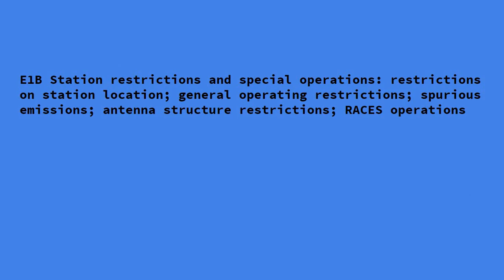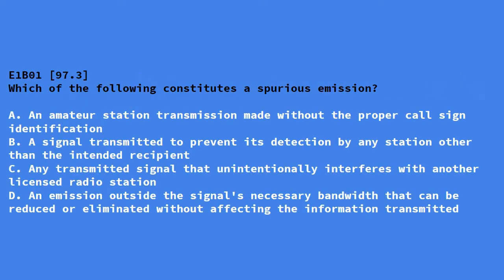Going to E1B, station restrictions and special operations. Restrictions on station locations, general operating restrictions, spurious emissions, antenna structure restrictions, and RACES operations.